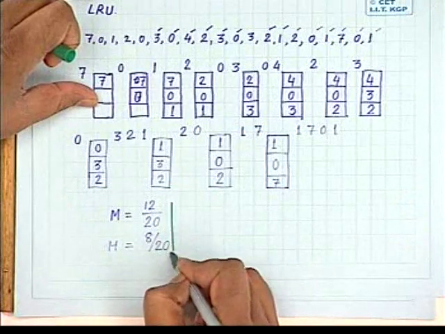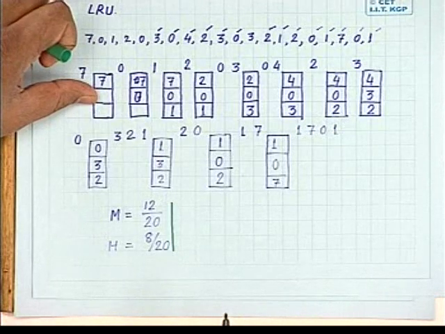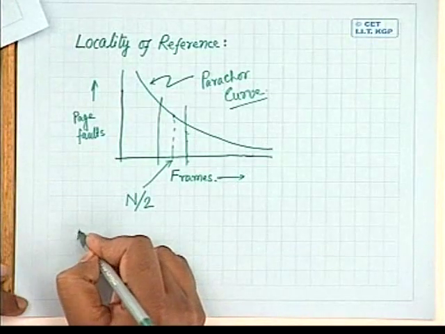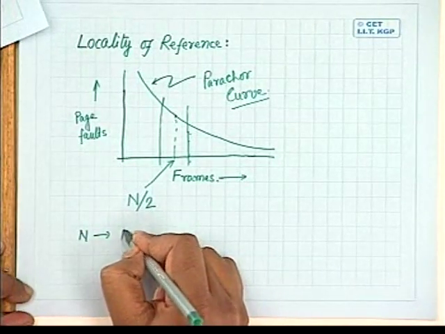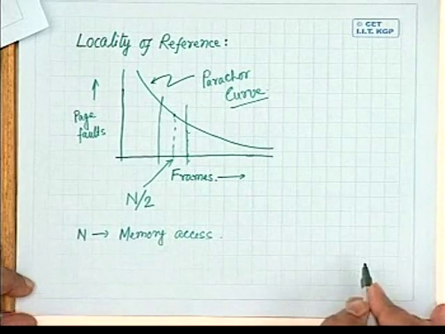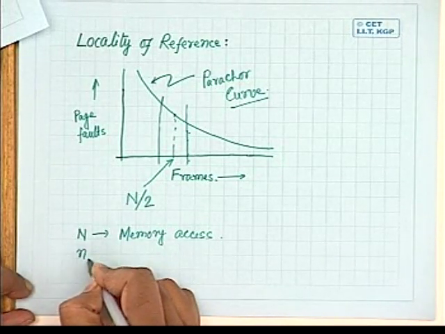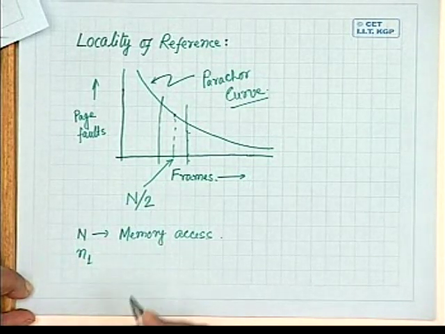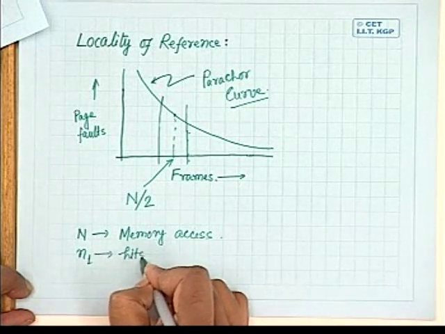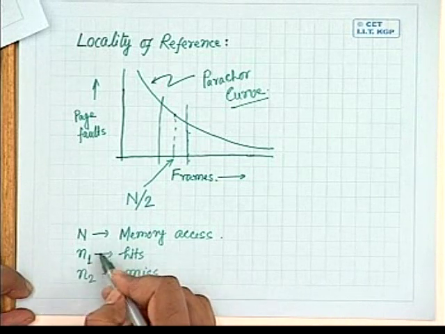One is the page hit ratio, one is the miss ratio. So how do we define hit ratio or miss ratio? If we have a total of, say, n number of page accesses during the lifetime of a process, so I have a total of n memory accesses, and out of this, if I find that the page which has been referred to is available in the main memory n1 number of times, that is a hit. So I have n1 hits and n2 misses. Obviously n1 plus n2 will be equal to n.